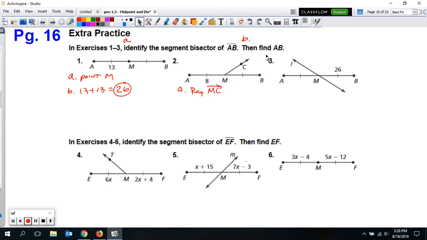You can't say CM because remember it's going the direction of the arrow. And if this is 8, then the other side is 8 as well, so it's 8 plus 8, which is 16 for the length of AB.